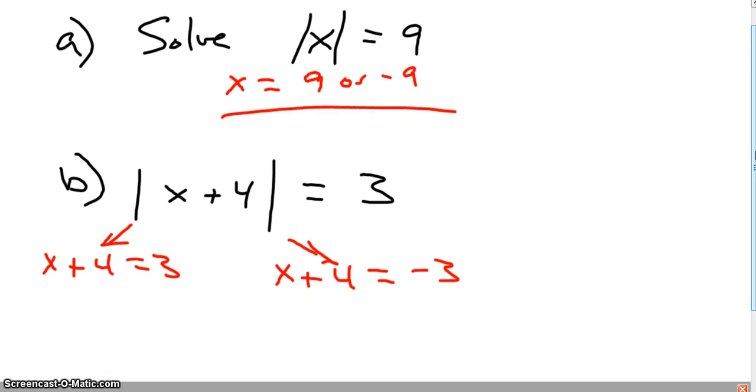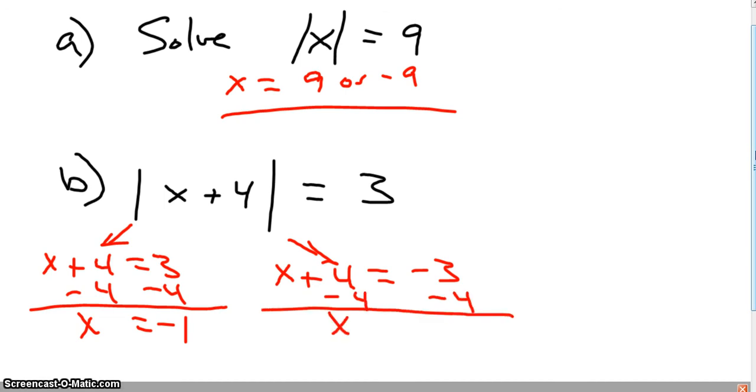Let's see what happens when we solve these. When we solve this first one on the left, what are we going to do to both sides, everyone? Subtract 4. Subtract 4. So x equals 3 minus 4, which is negative 1. But when we subtract 4 in the second equation, x equals negative 3 minus 4, which is negative 7. Good. So we do not have just one value, negative 1, and its opposite 1, do we?